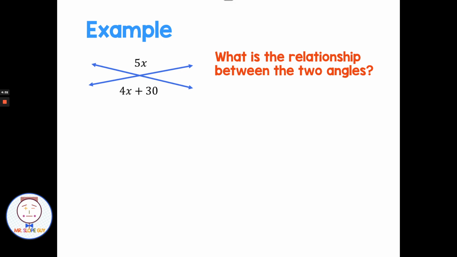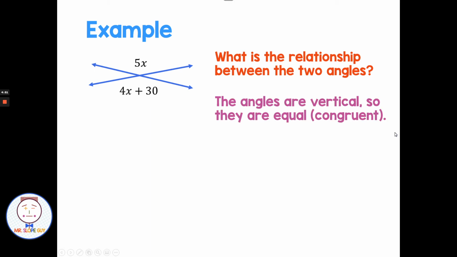What is the relationship between these two angles? Are they complementary? Are they supplementary? No, they're neither complementary nor supplementary. They are vertical. They're right across from each other. So what do we know about vertical angles? Well, vertical angles are equal.